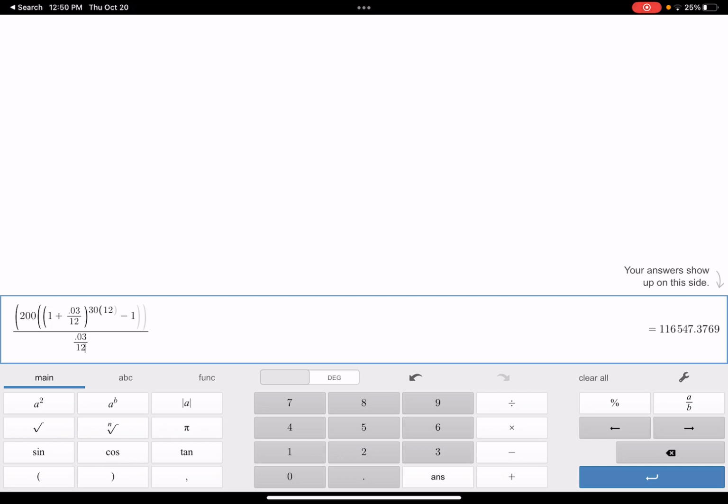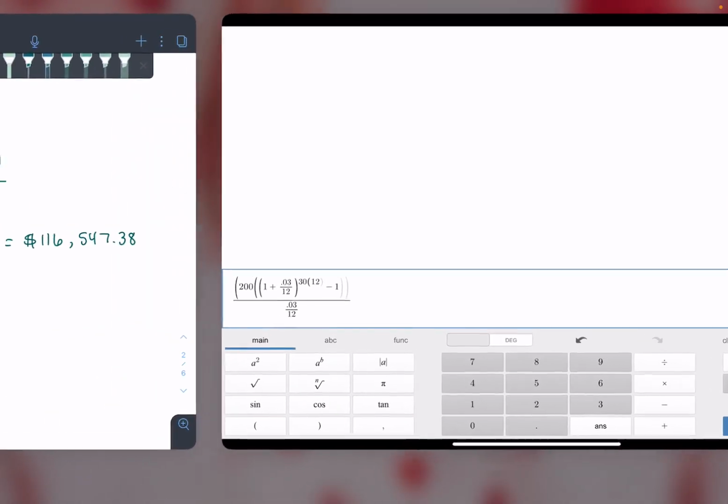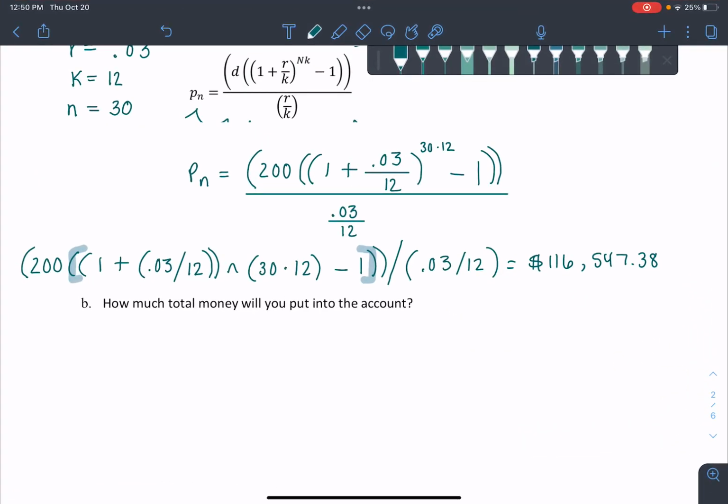Personally, for this unit, I am all about using the built-in calculator because it is nice. It makes computational errors a little bit less. But as I said before, if you're using your handheld, that's going to work just as good. And there you go. That's how you should put it in.